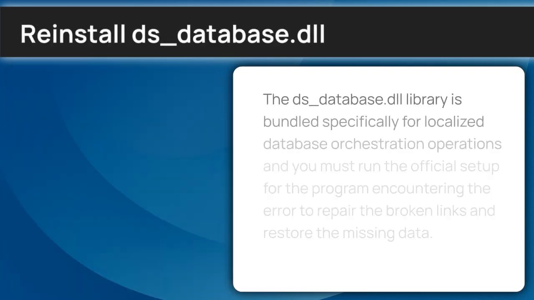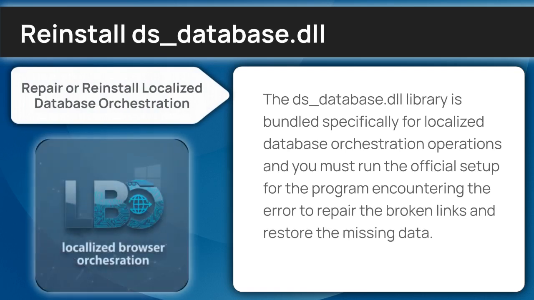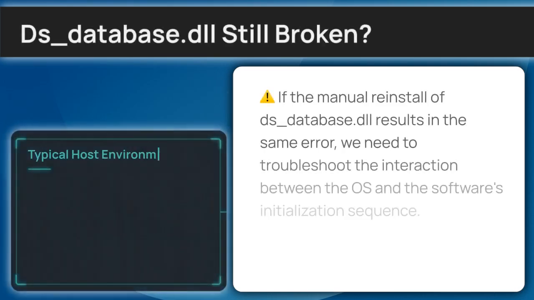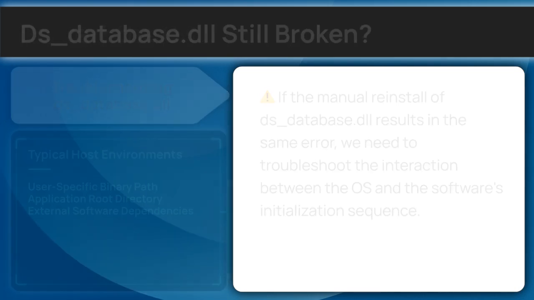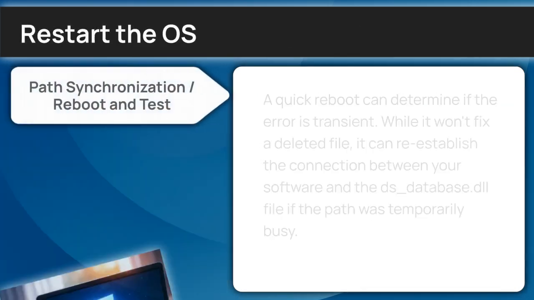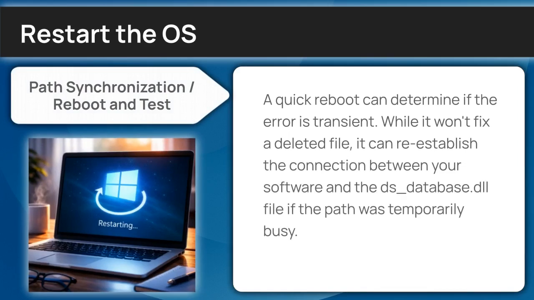The DS Database Library DLL library is bundled specifically for localized database orchestration operations, and you must run the official setup for the program encountering the error to repair the broken links and restore the missing data. Should the reinstallation fall short, the next step in our protocol is to validate the integrity of your system's startup environment. A full system restart clears the temporary memory cache and allows Windows to attempt a fresh initialization of all required libraries, including DS Database Library.